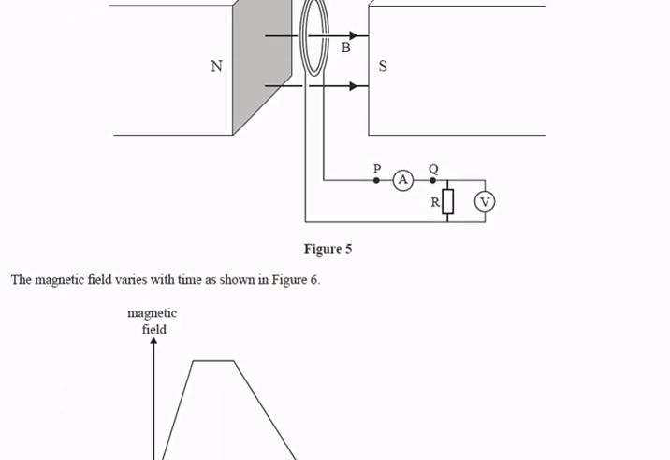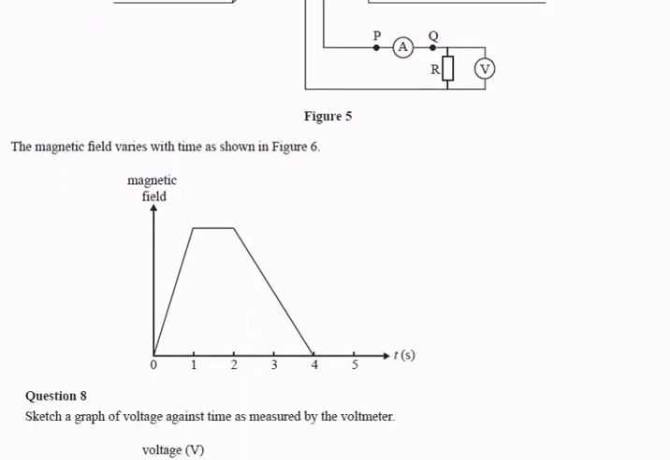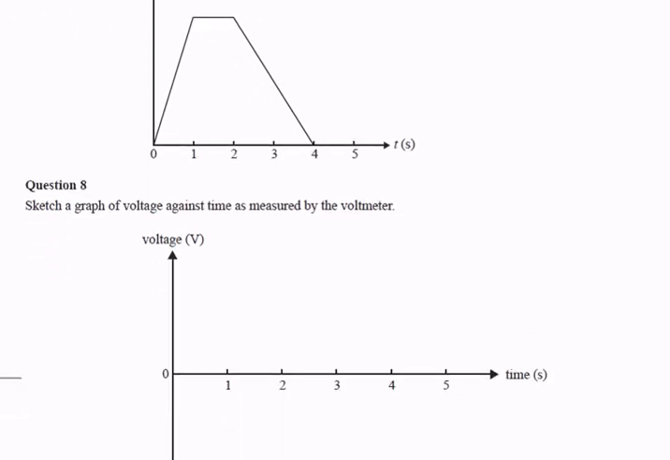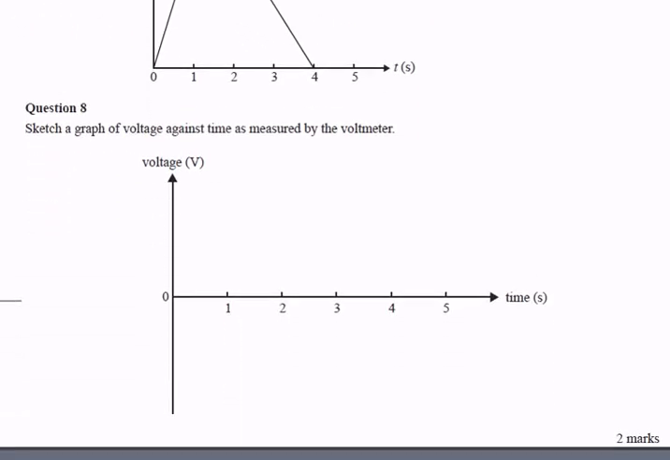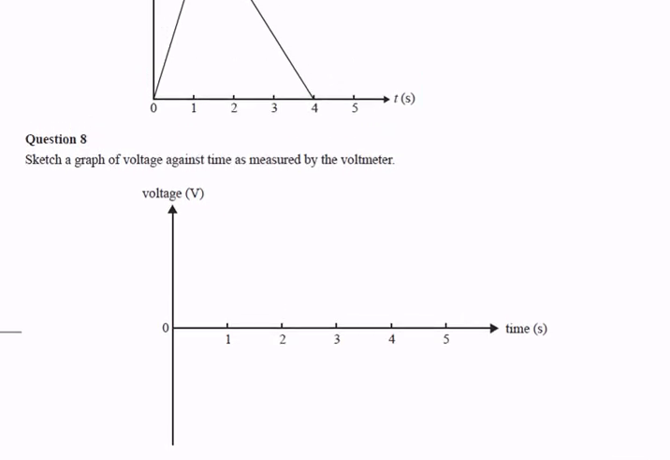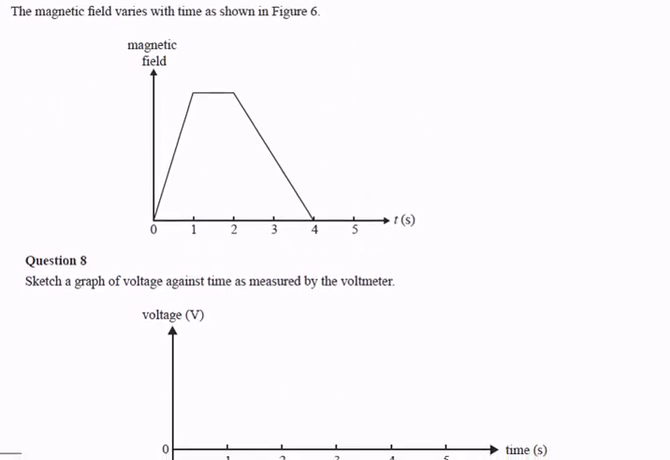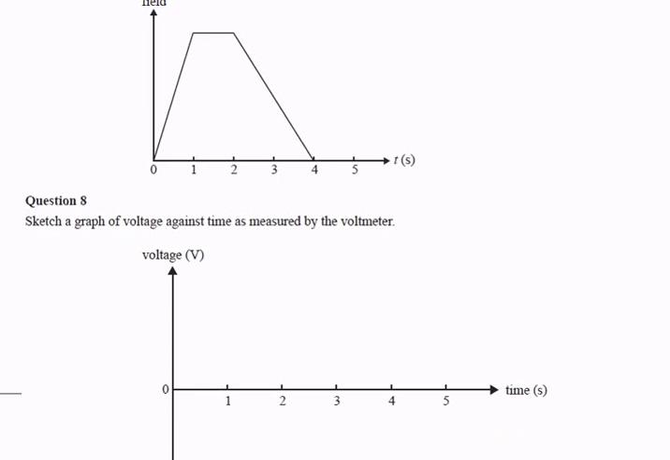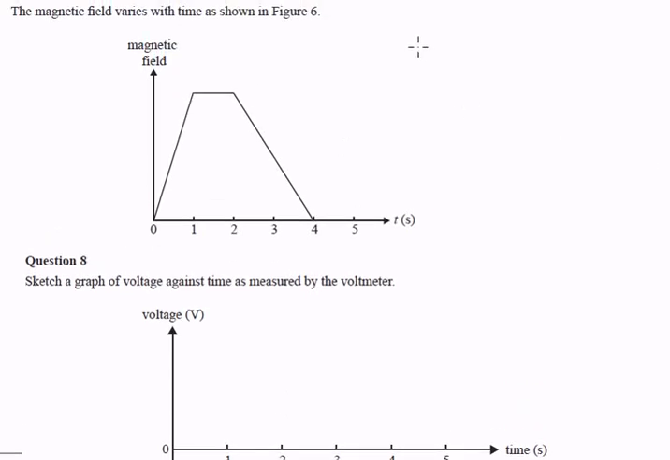So they give us what happens to the magnetic field, how it changes. The magnetic field changes like that, and they want us to sketch a graph of the voltage against time measured by the voltmeter. So really what we want to know is how does the flux change? Because if we've got that, we can say EMF, which is the voltage, is equal to negative N change in flux over change in time.